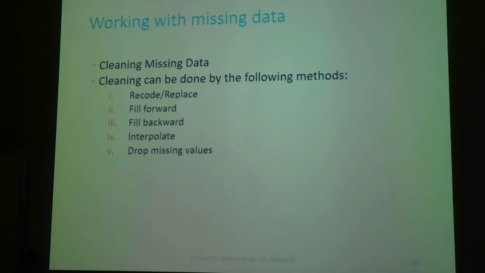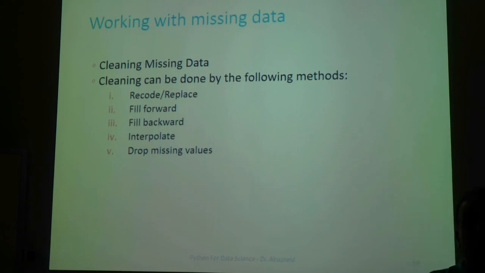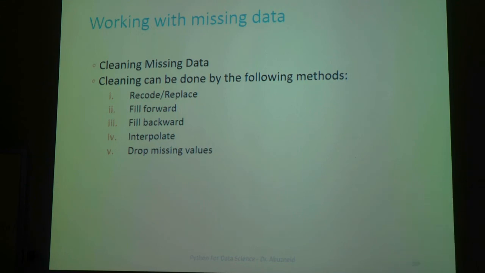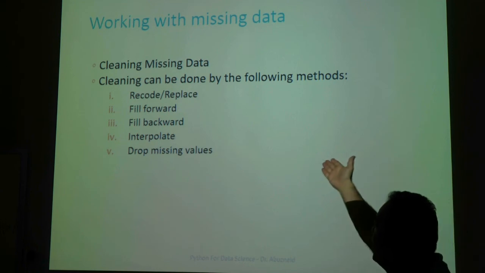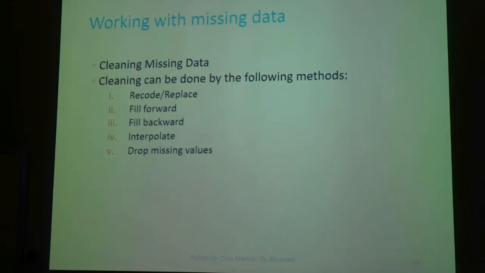The question is, what do you do if an element is missing? Before you start doing your data analysis or calculations, you have to think about what you have to do with the data. So what are the options you have? The first option is recode or replace. You could say any missing data, replace it with 0. Or any missing data, replace it with 100.